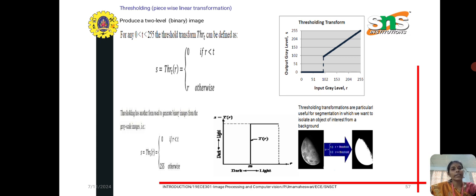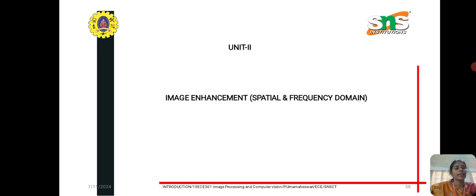Otherwise, thresholding takes another form. Thresholding transformations are particularly useful for segmentation, in which we want to isolate an object of interest from the background image. This thresholding transformation has input gray level r and output gray level s.